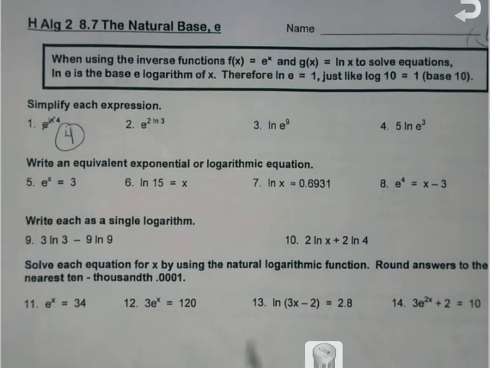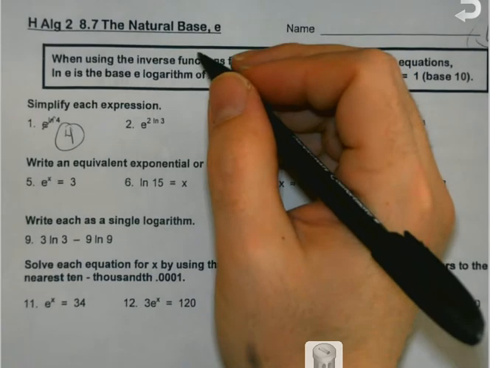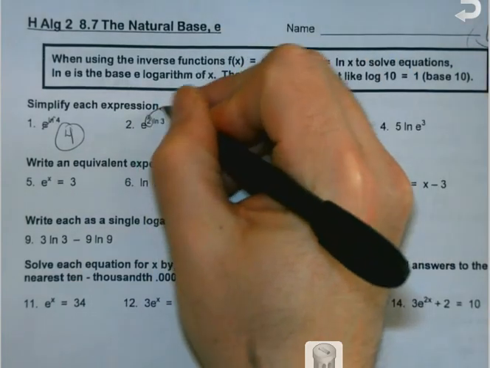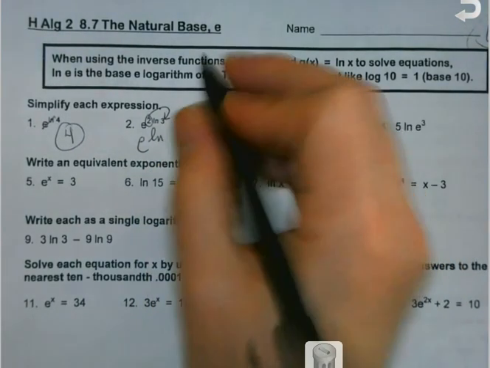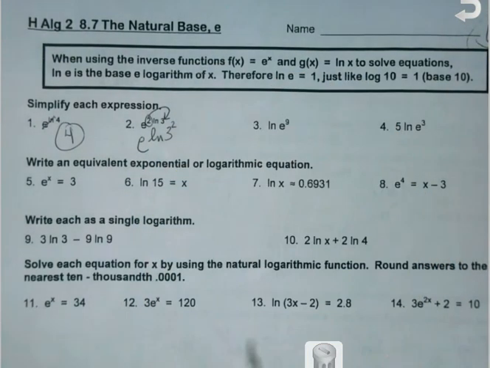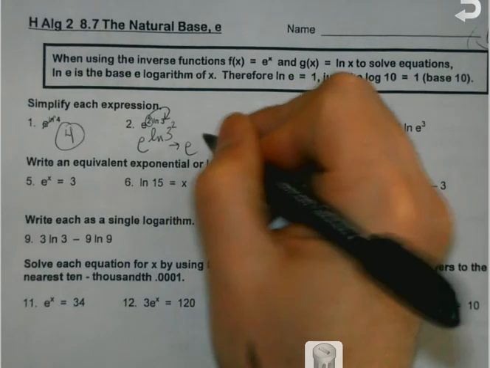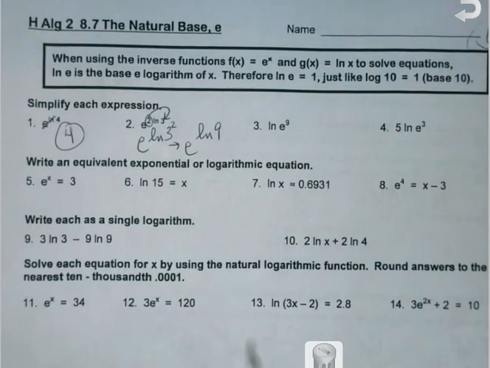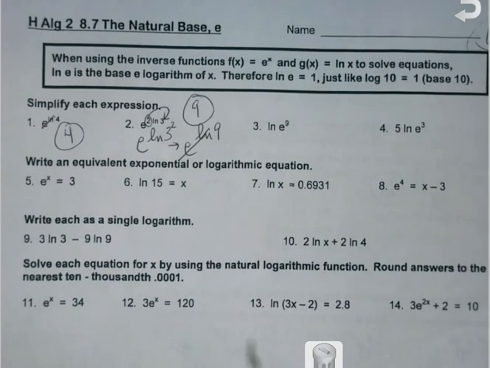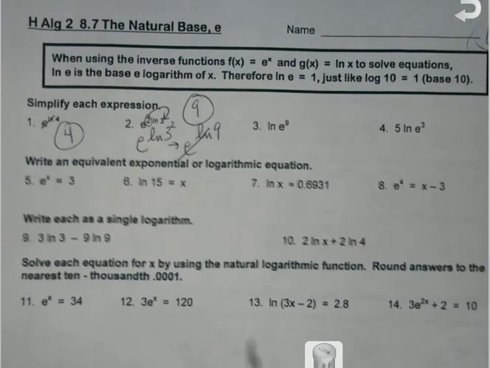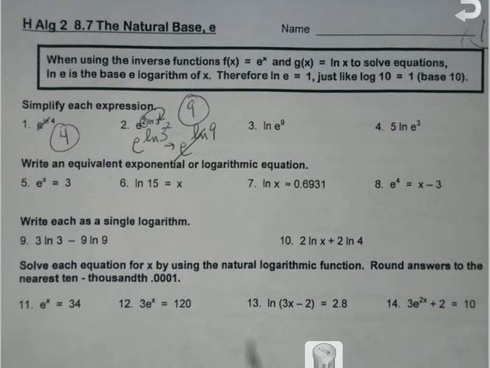In number 2, we can fix that though. We can just condense the exponent. This is really e to the natural log of 3 squared, otherwise known as e to the natural log of 9. e and natural log cancel and just get me the value. So they have to be next to each other, but you're always going to have a way that you can manipulate it using your logarithm rules to be able to do that.